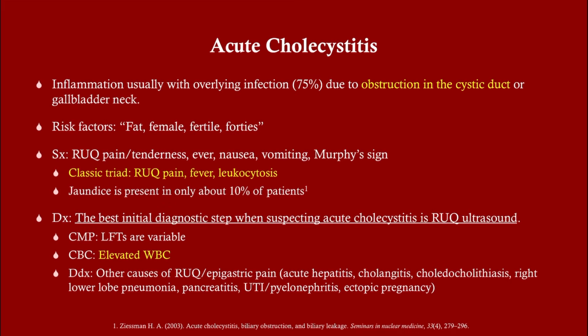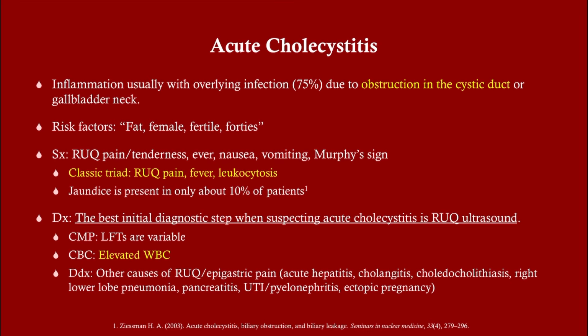All right, the famous acute cholecystitis. You should know how to diagnose and treat this in your sleep. So here now we actually have a permanent, as it were, obstruction of the gallbladder. Again, typically at the neck or the cystic duct. The risk factors, fat, female, fertile, in 40s. That's a very common mnemonic that you should know.